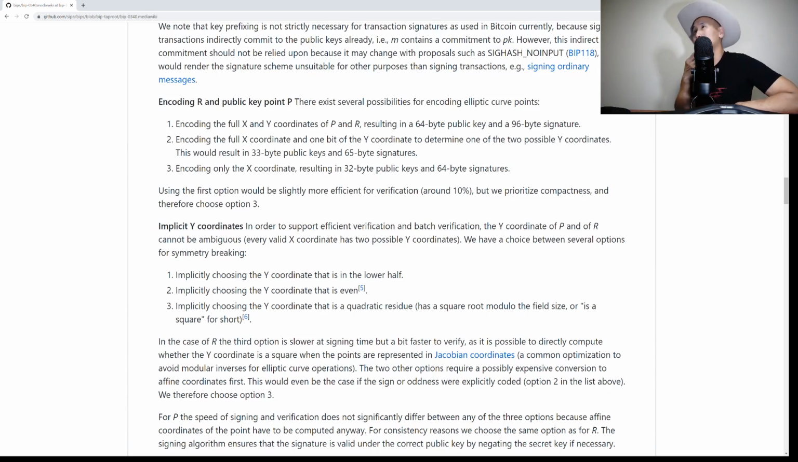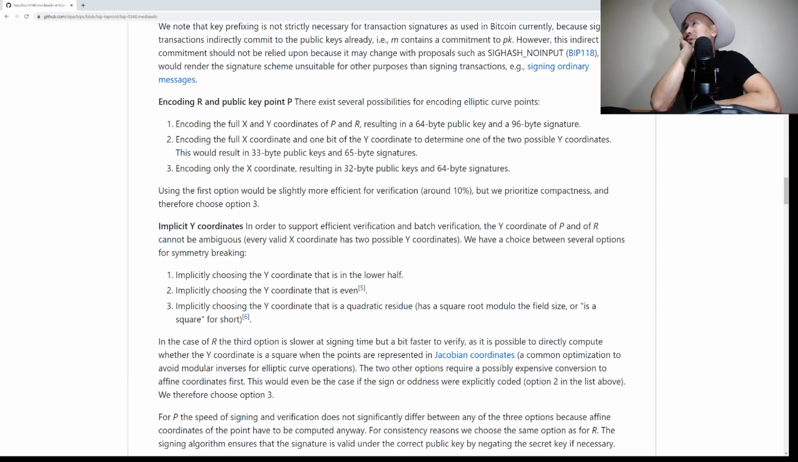Encoding only the x coordinate, resulting in 32-byte public keys and 64-byte signatures. So if you just encode the x coordinate, you can do, I think, 4 operations and figure out what the y coordinate is and see if any of them are valid with the particular signature. Using the first option would be slightly more efficient for verification, around 10%, but we prioritize compactness and therefore choose option 3.